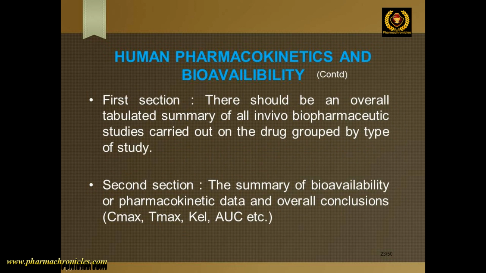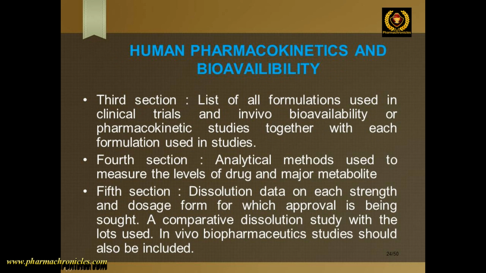Human pharmacokinetics and bioavailability. First section: there should be an overall tabulated summary of all in vivo biopharmaceutic studies carried out on the drug, grouped by type of study. Second section: the summary of bioavailability or pharmacokinetic data and overall conclusions, Cmax, Tmax, AUC, etc. Third section: a list of all formulations used in clinical trials and in vivo bioavailability or pharmacokinetic studies, together with each formulation used in studies. Fourth section: analytical methods used to measure the levels of drug and major metabolite.